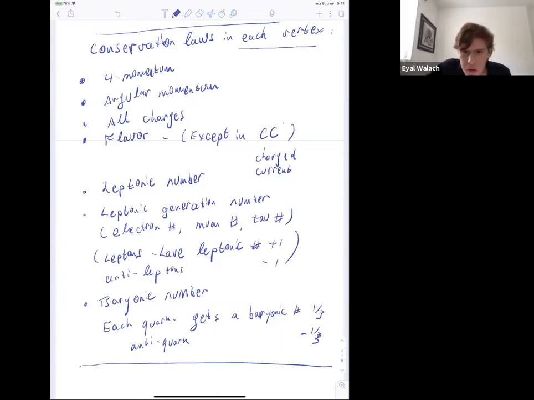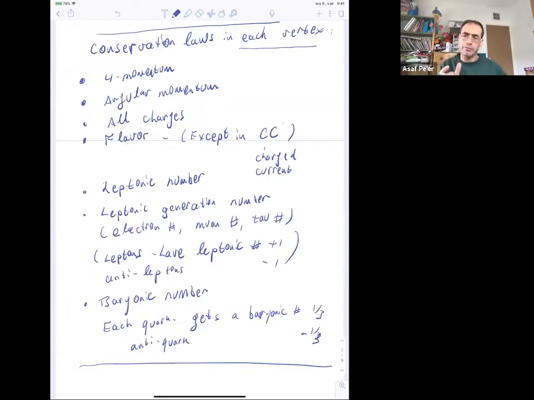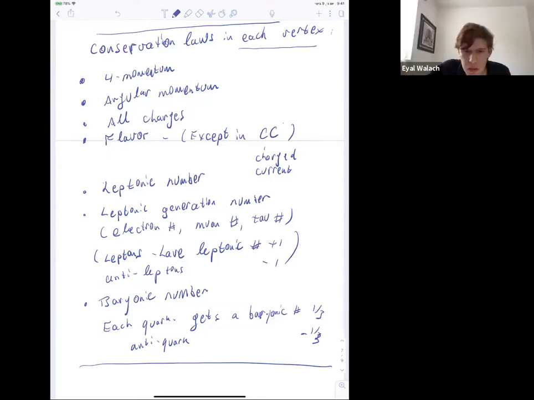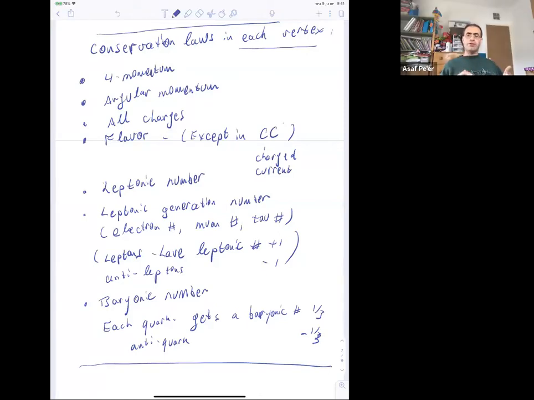The leptonic number is just the sum of the 3 leptonic generation numbers? No, it's different. It's leptonic number and there is a leptonic generation number. They're 2 separate things. I'll show it to you right away in the tutorial. So when you say leptons have leptonic number +1 and anti-leptons -1, that's about the leptonic or the leptonic generation? Well, there are 2 separate numbers.